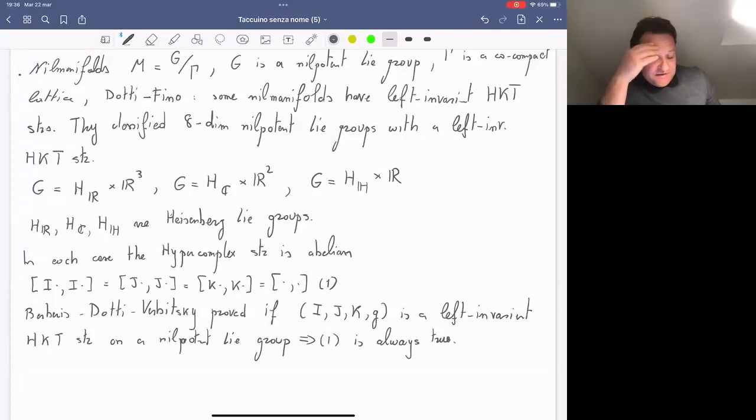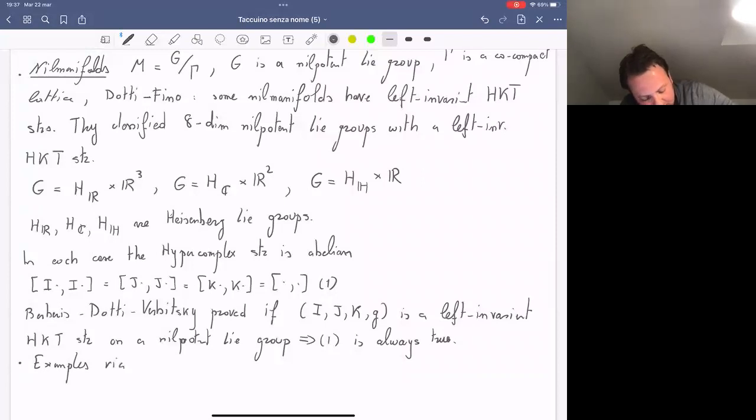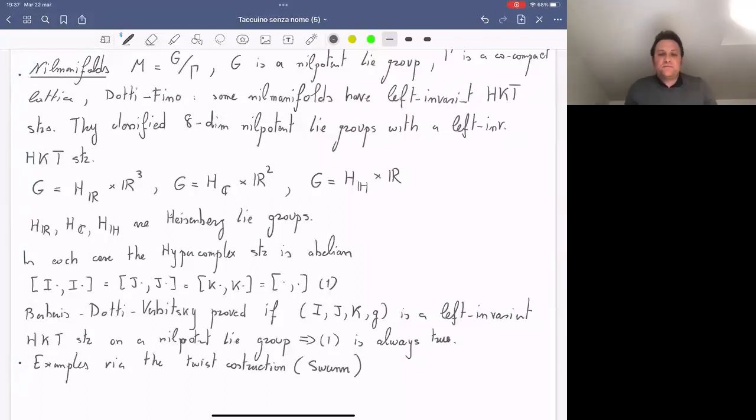Okay, so the nice class of examples is given by nilmanifolds, and there are also more difficult examples, and some of them were constructed by Swann. So these are examples via a construction called the twist construction. This construction is interesting because it produces some simply connected examples.